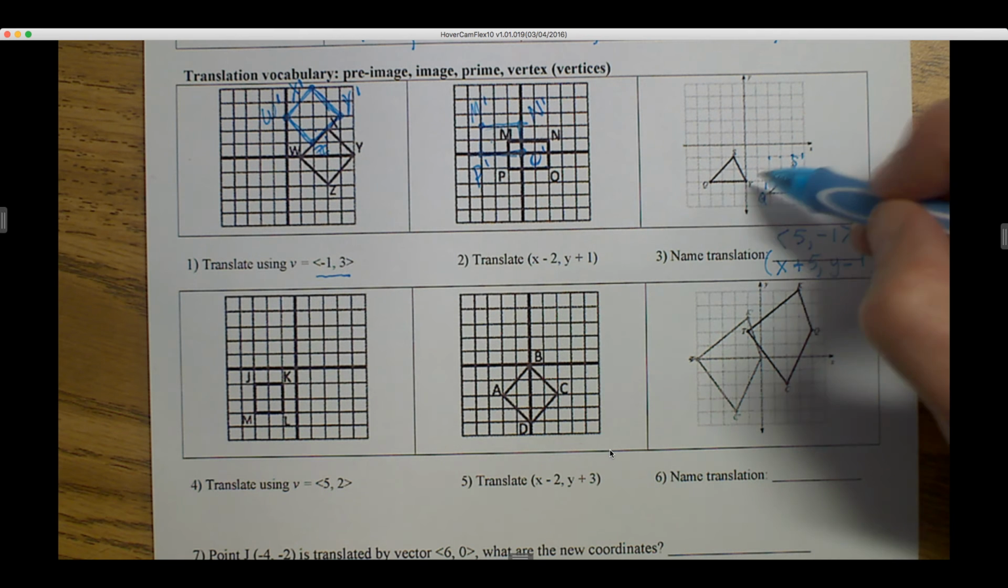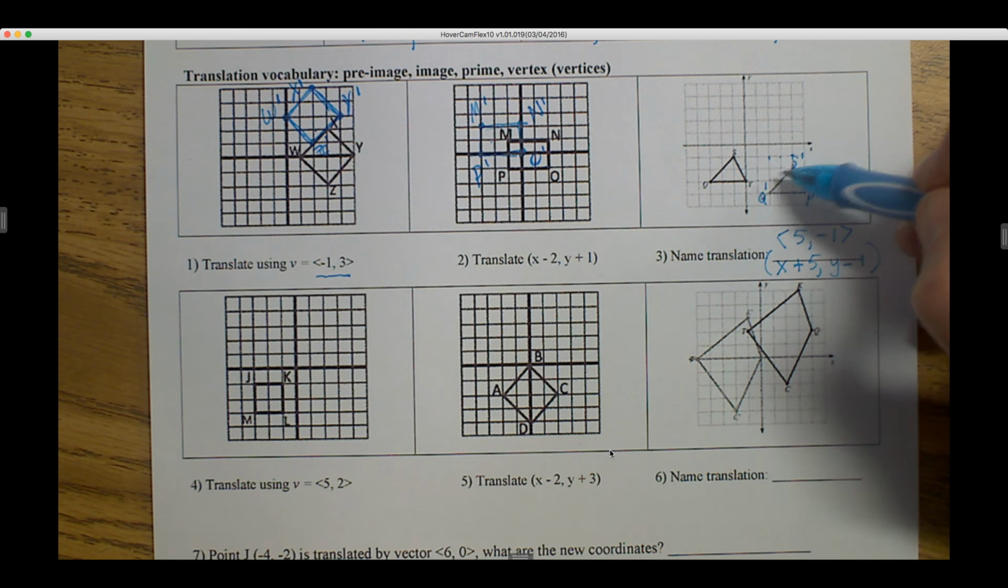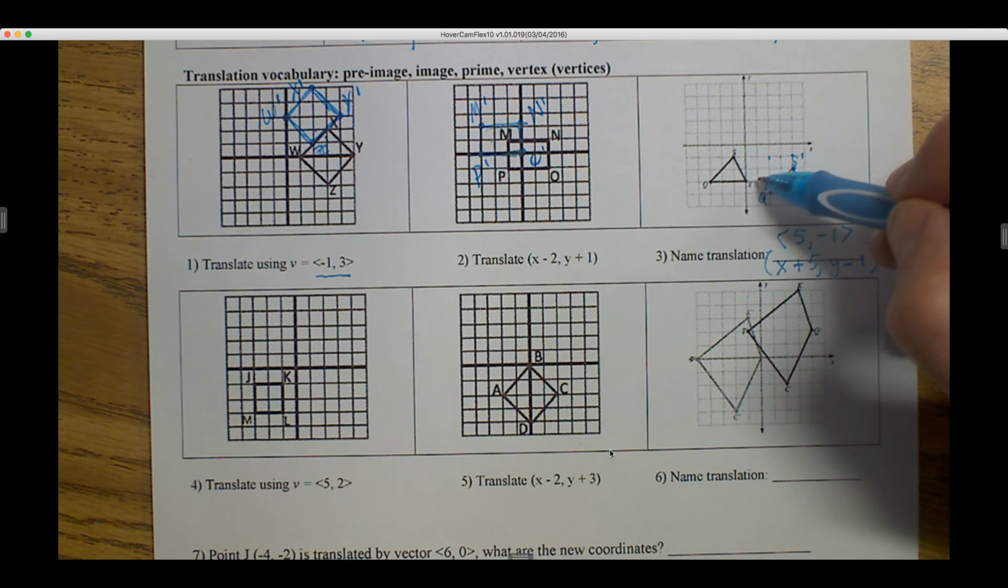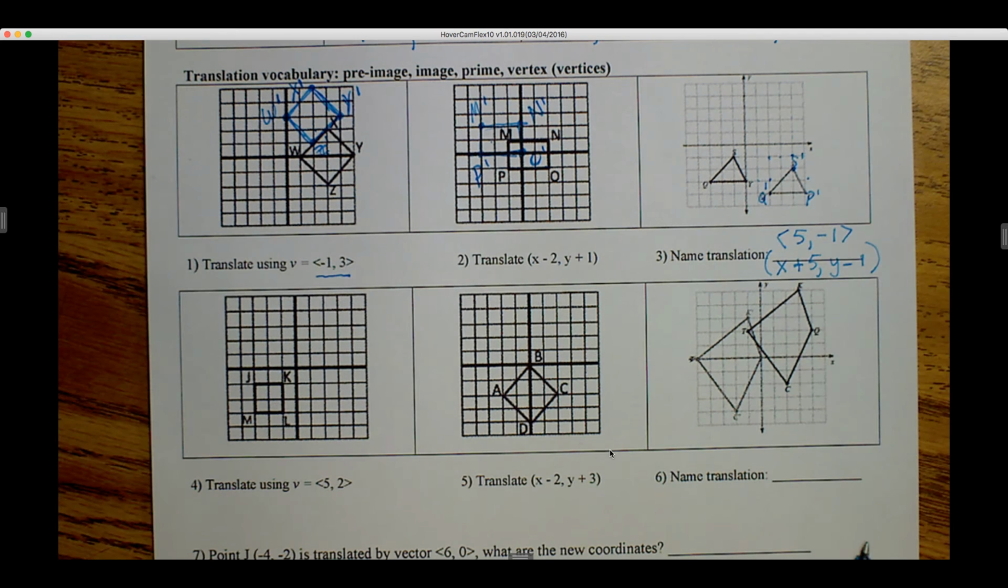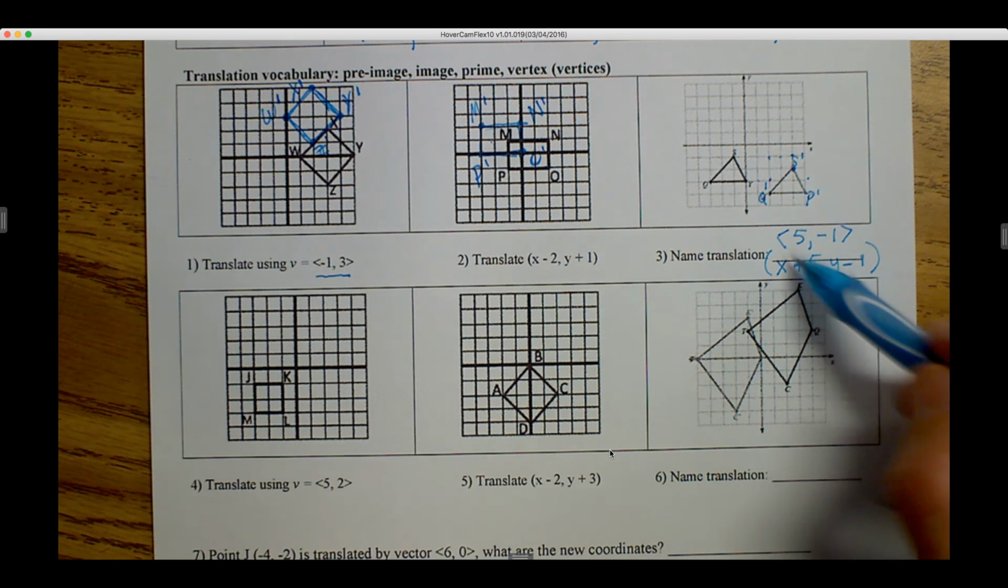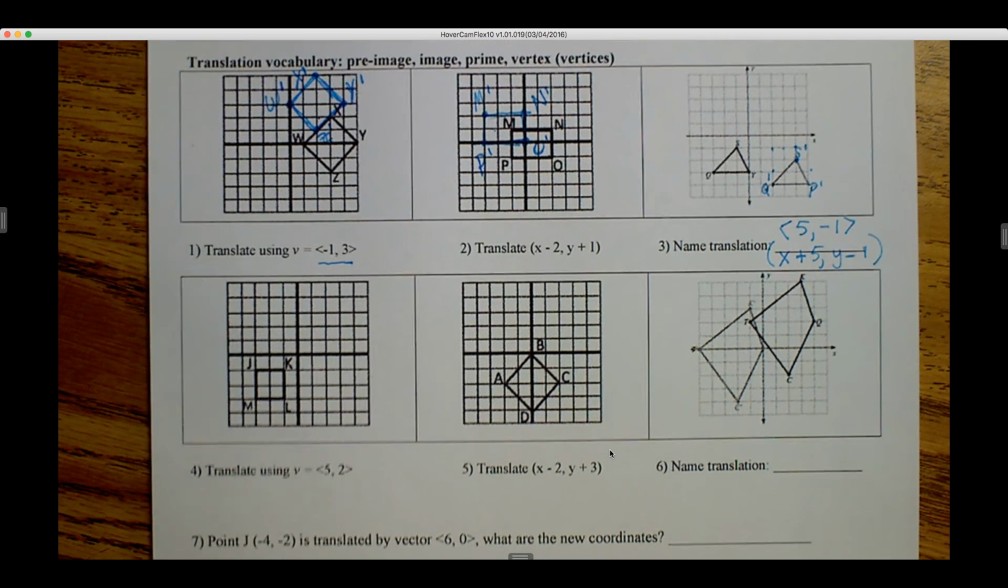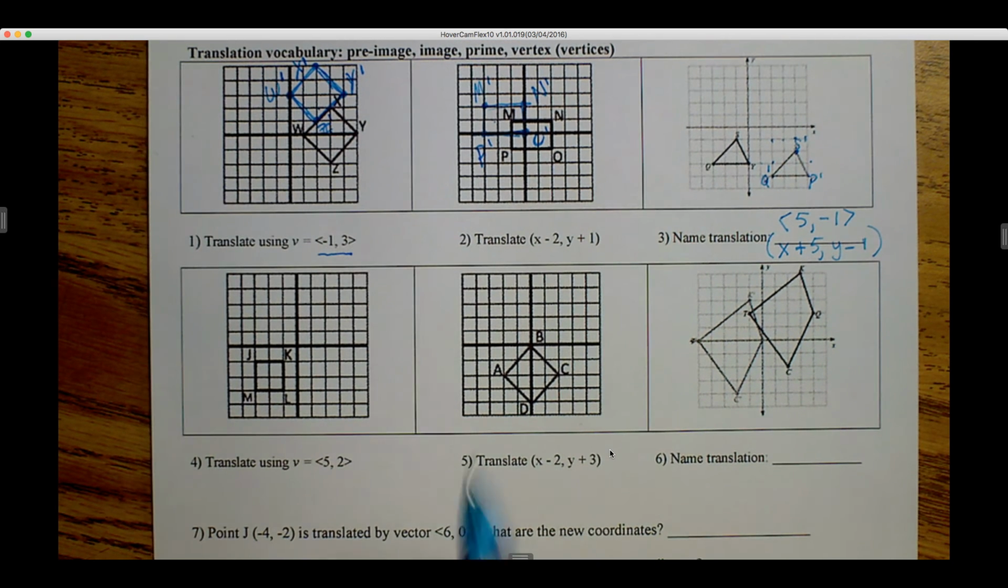And you could have picked any point. Let's check. Point P, 1, 2, 3, 4, 5 units to the right, 1 unit down. Q, 1, 2, 3, 4, 5 units to the right, 1 unit down. So they will all match up. And the shapes do not change. They just slide across. I'm going to give you some opportunities to do some practice here.